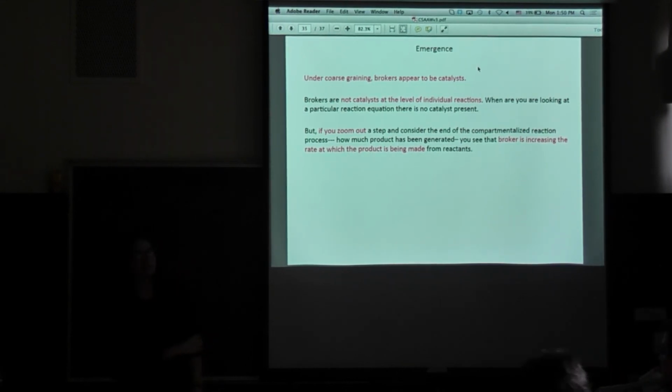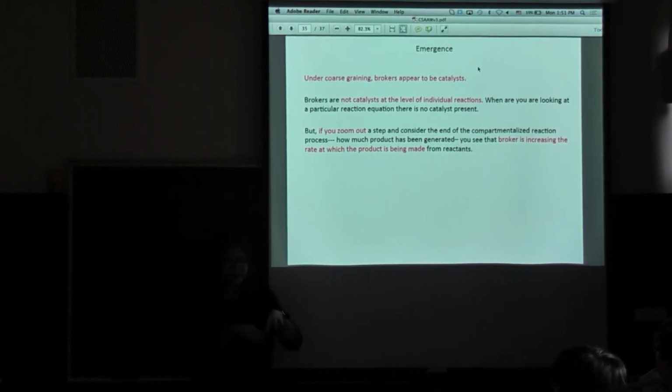Anyways, here are the big takeaways from this project. Brokers appear to be catalysts. I think brokers are not catalysts of the individual reactions. What you're looking at is a particular reaction equation, and there's no catalyst in it. But if you zoom out a step and consider the compartmentalization of the reaction process, and how much product has been generated, you see that brokers are actually increasing the rate at which the product is being made from the reactants. That might be better demonstrated with, say, continuous input of initial reactants into the system.